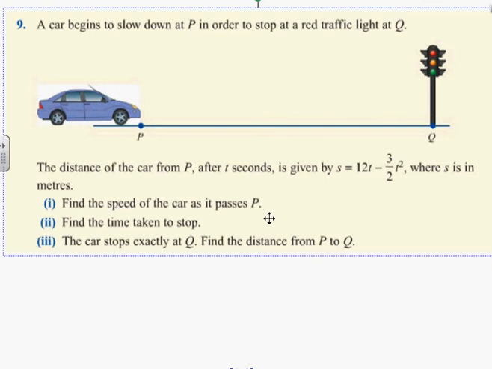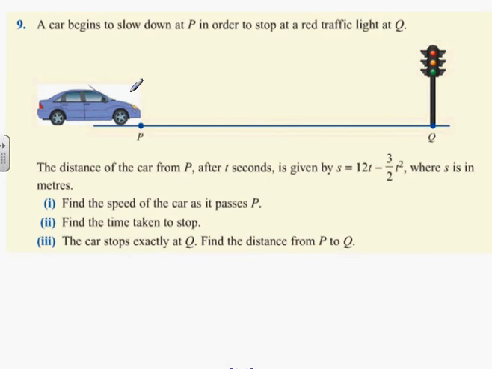Now let me explain what's going on. Your job is to travel from here, and your car is going to stop. Its speed or velocity is going to be what when it reaches the lights? 0. It's going to be stopped when it reaches the lights. Okay, that's the first thing we know. Second thing we know, we're trying to figure out is what does this equation actually mean?